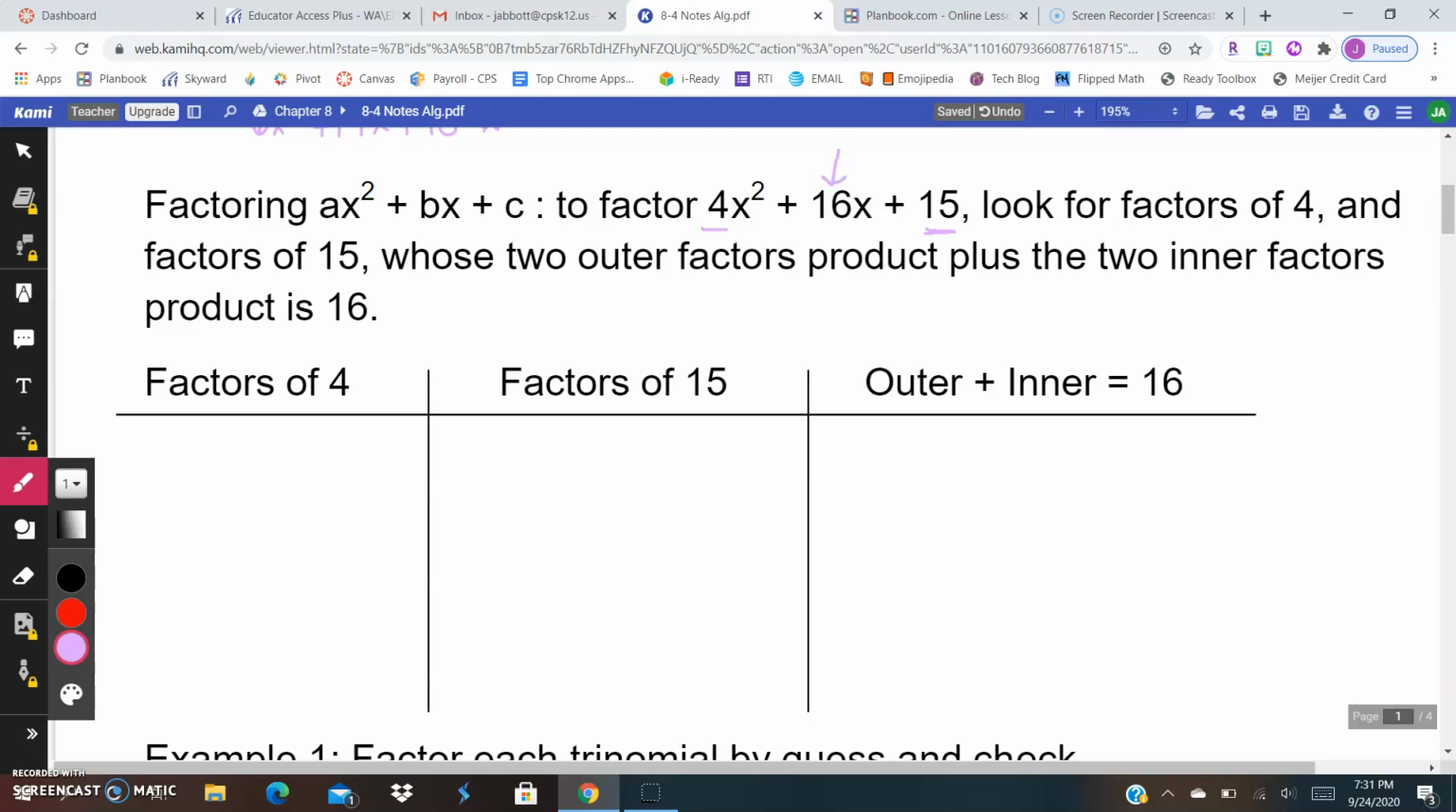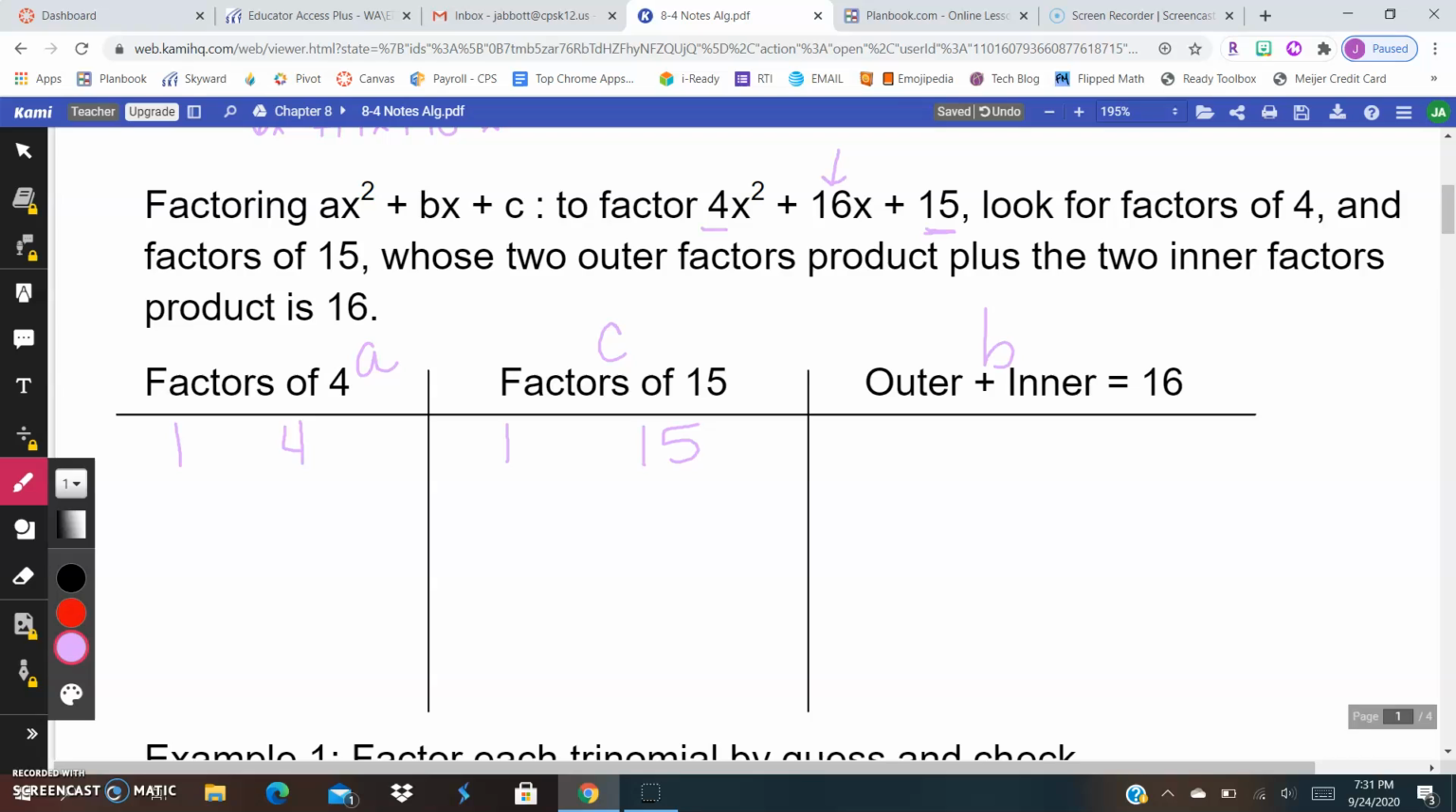I made this chart here, and this is how you're going to have to set up each problem. Factors of 4, that's our a value. Factors of 15, that would be our c value. And then our outer plus our inner is going to give us our b value. Okay, so factors of 4, let's start off with 1 and 4. Factors of 15, we can start off with 1 and 15.